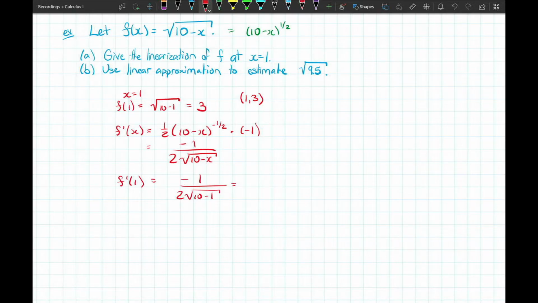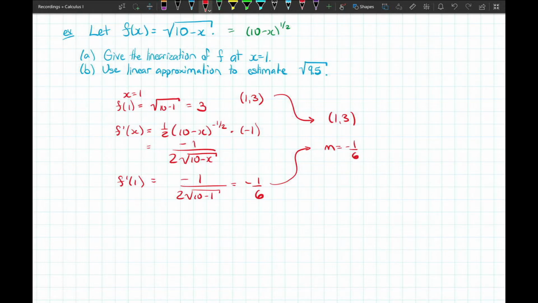And luckily, plugging 1 in, we get a very nice perfect square here. 10 minus 1 is 9, and the square root is going to be 3. So negative 1 over 2 times 3 is negative 1/6. And these are the two important pieces of information that we need in order to give the equation of a tangent line. We need a point, and we need slope.